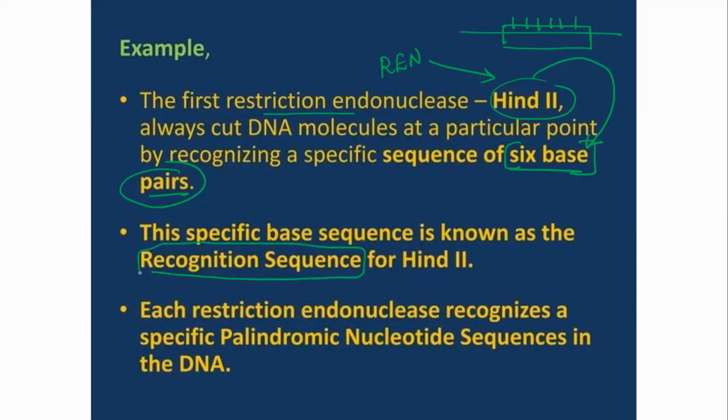And this specific base sequence is known as the recognition sequence. So what is this base sequence known as? Recognition sequence. If the enzyme finds the desired recognition sequence, it will cut at this particular site. So each restriction endonuclease recognizes a specific sequence in DNA, that is the recognition sequence, and that is a palindromic nucleotide sequence.